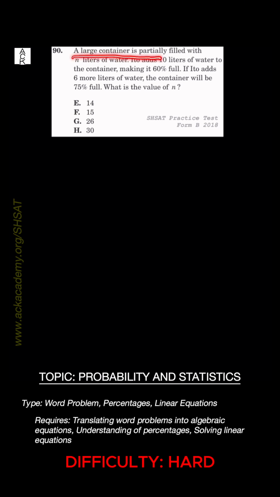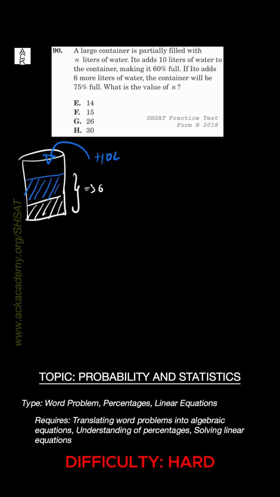A large container is partially filled with n liters of water. Ido adds 10 liters of water to the container, making it 60% full. If Ido adds 6 more liters of water, the container will be 75% full. What is the value of n, which is the amount of water in the large container that is partially filled? So we're trying to find that amount of water.